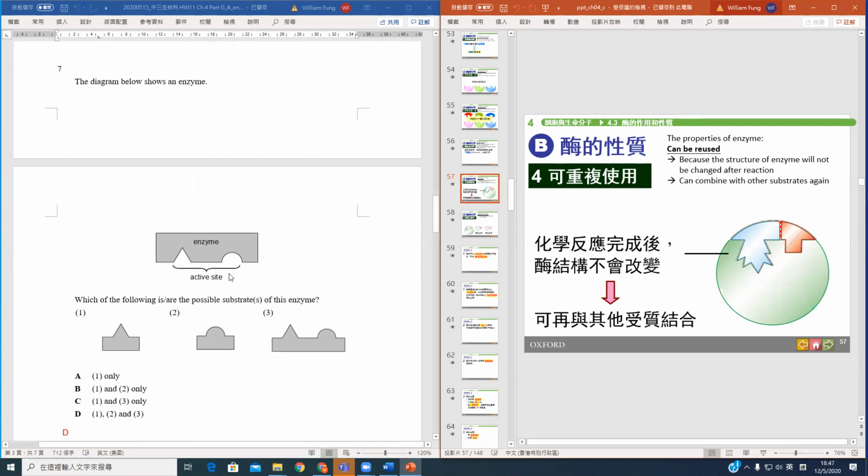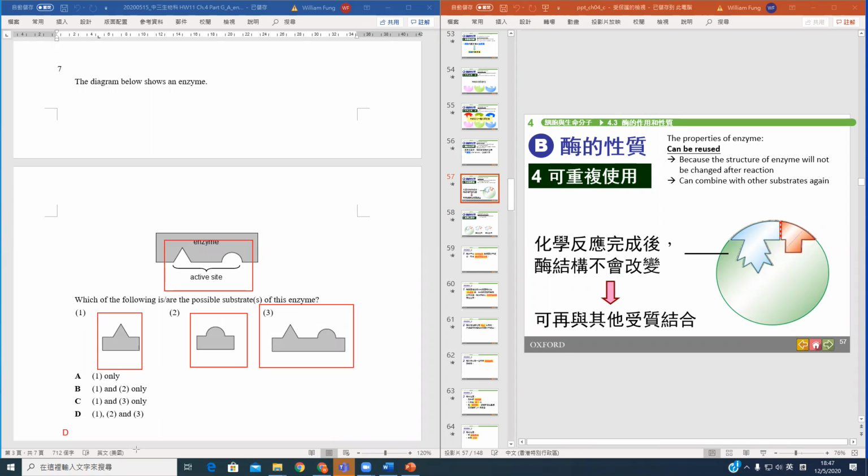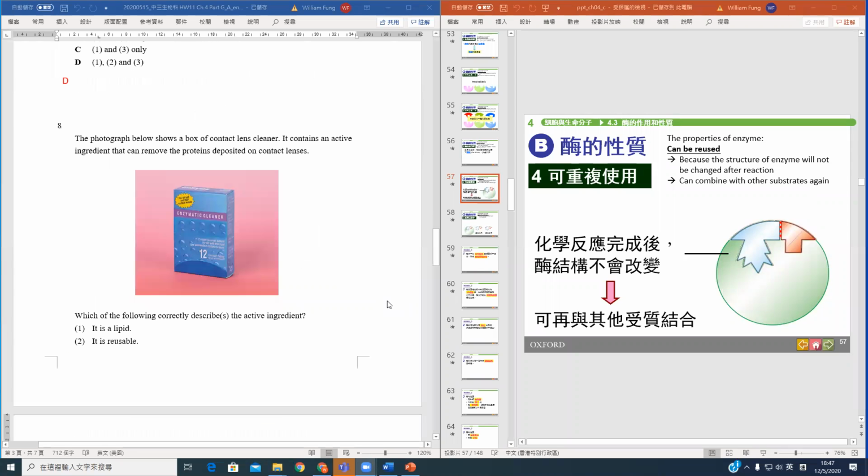Okay, so question 7 shows the possible substrate of this enzyme. As long as the active site can fit with the substrate, then this is a good substrate. This can be a good substrate, this can be a good substrate. All of them can be a good substrate. So the answer is D, 7D. They can fit into the active site, just like a key can be fit into a lock. So it is a good lock to be exact.